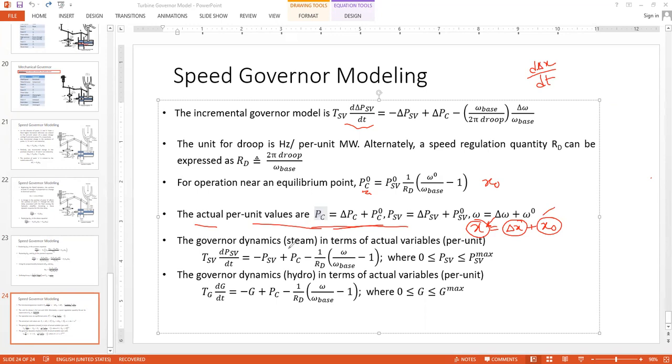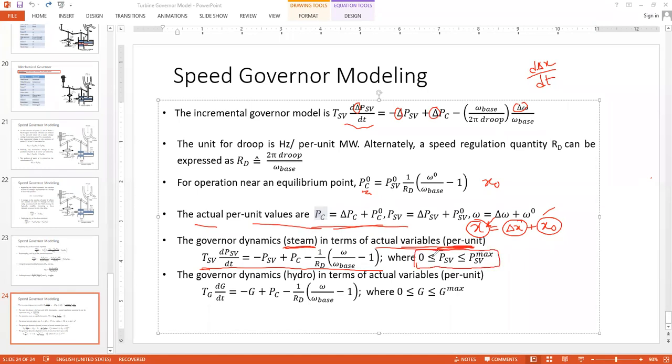Now the governor dynamics, ultimately, this is the steam governor, of course, in terms of the actual variables, where all the variables are in per unit. This is TSV. Now we simply get rid of this delta term, this delta term, this delta term, and this delta term. If we get rid of all those, then simply we reach here. Now, because that is a non-linear expression, there will be some associated limits.